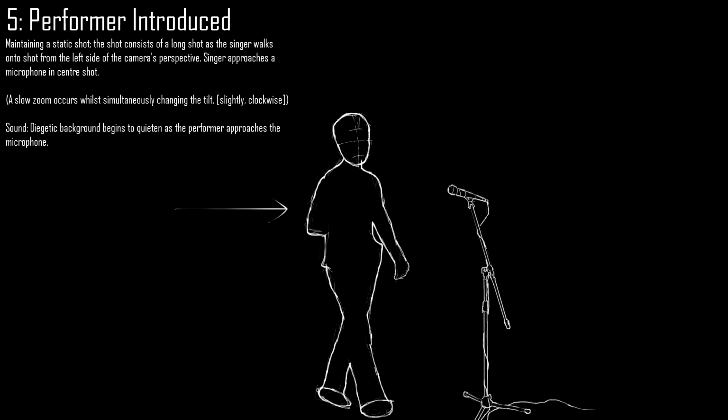This maintains a static shot. The shot consists of a long shot as the singer walks onto the shot from the left side of the screen. The singer is approaching the microphone to the center shot. This is the point where the diegetic outside and inside the facility slowly dies down, and within editing we're going to add a slight tilt in a clockwise manner while also zooming in very slowly onto the performer.